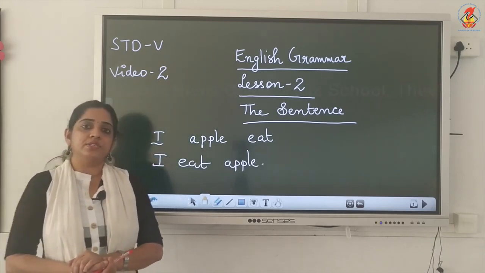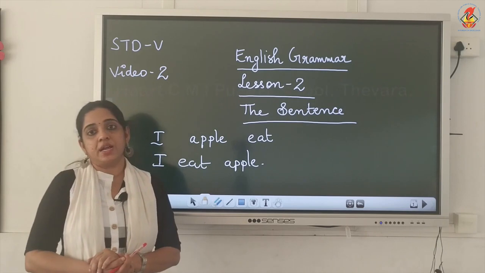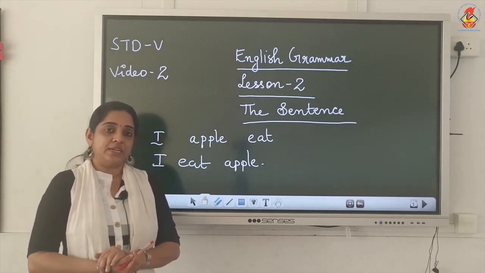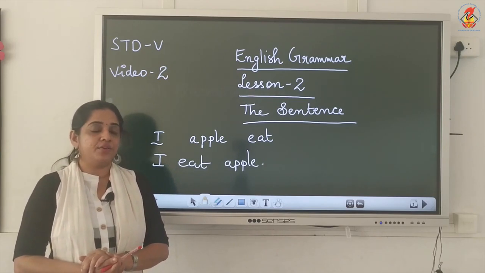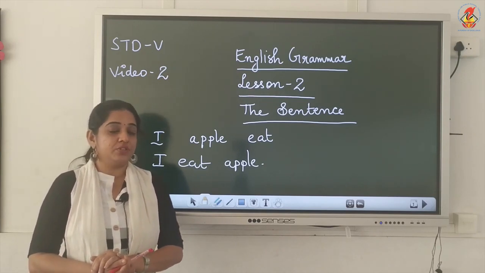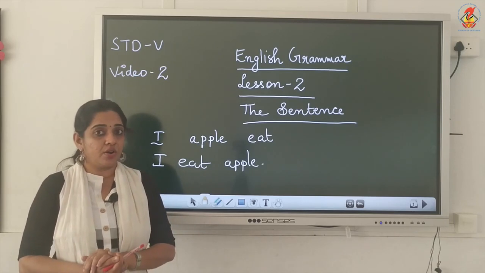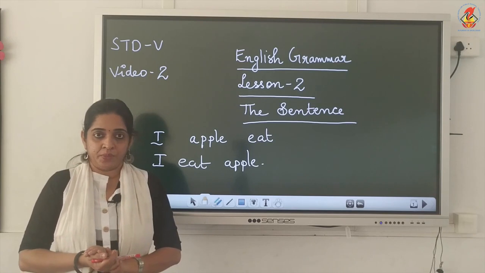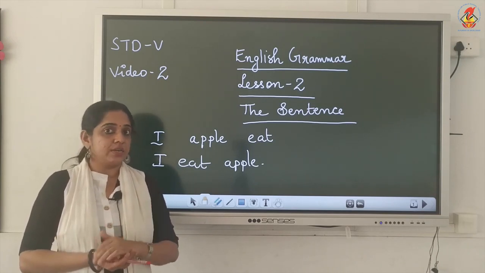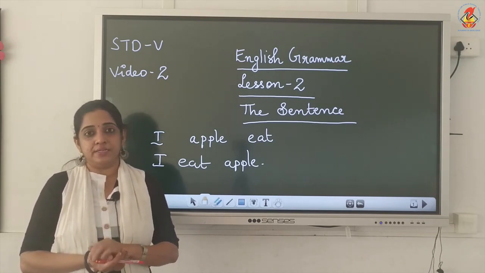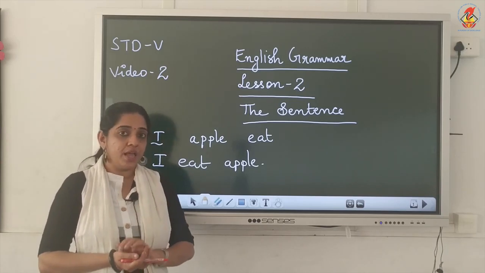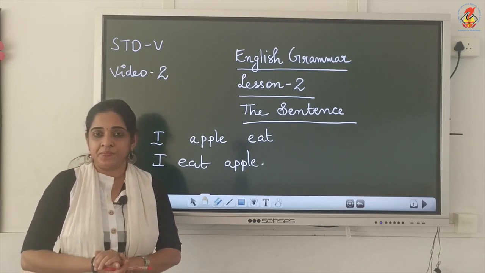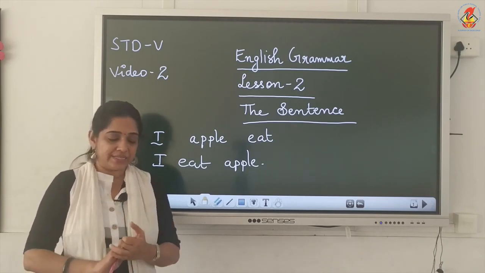Now we are going to study different kinds of sentences. We already studied that a sentence is a group of words arranged in correct order so that it seems to be meaningful. Then we also studied how to punctuate a sentence. The starting should be a capital letter and there should be a full stop at the end. These are the basic things that we studied.